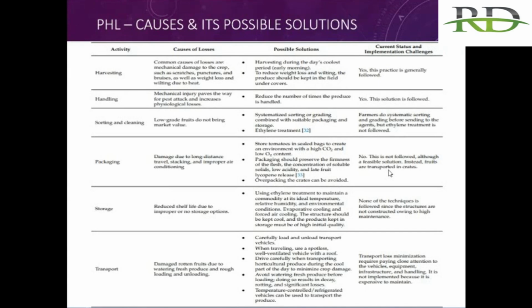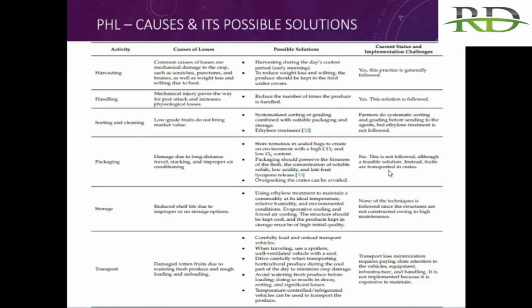A possible solution is to store produce like tomatoes in sealed bags to create an environment with high carbon dioxide and low oxygen content. Packaging should preserve the firmness of the flesh, the concentration of soluble solids, low acidity, and delay lycopene release. Over packaging and crates can be a problem, but this is not followed. This is the challenge, and this has to be addressed.